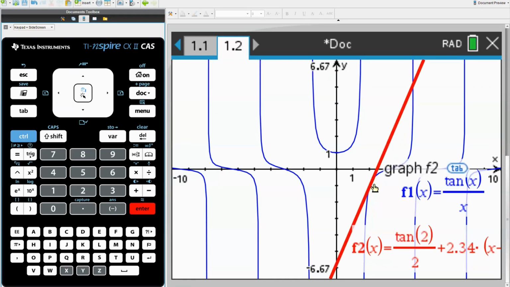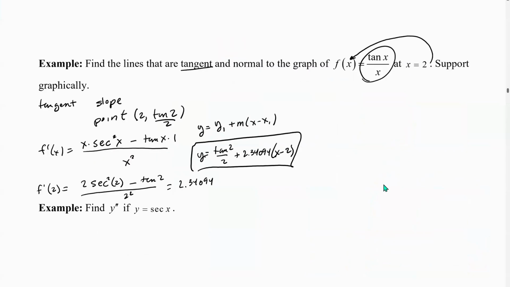You can see that the tangent line just kisses the curve at that one little spot, and the tangent line has the same slope as the curve at that point. Great, we got half of this problem done, and that is, we know what the tangent line is. But what's this thing about a normal line?